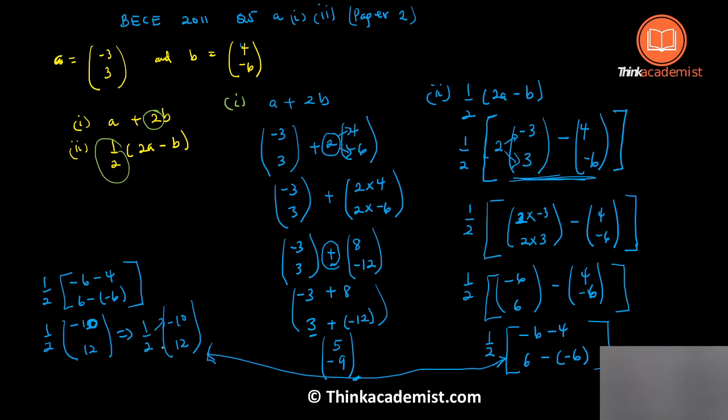So this should give us half times -10. Let me write this well. The board is very tiny. If you don't organize the work, the whole thing becomes messy. And half of 12. So half of -10 will give us -5, and this will give us 6. So our answer should be (-5, 6). Remember, in any case, if you make any of the vectors a fraction by introducing a fraction bar, it will be marked wrong. Okay? It will be marked wrong.